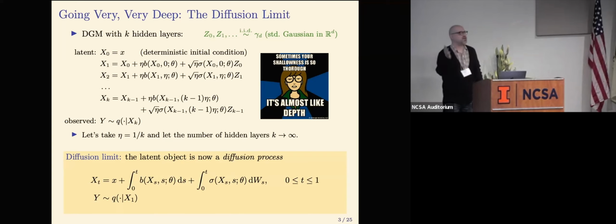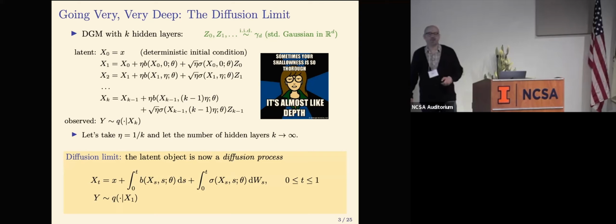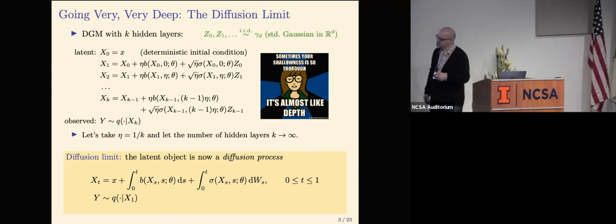Notice here eta is a small time step, and the mean is scaled by eta, and the variance is also scaled by eta. And we keep iterating this, and then eventually we stop, right?